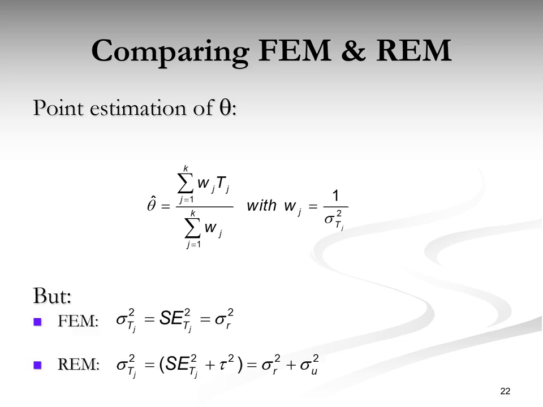The difference is that the precision is now different. Precision is 1 over the variance of the observed effect size. But in a fixed effects model, the variance of observed effect sizes is simply the sampling variance. So it's the variance of the r.